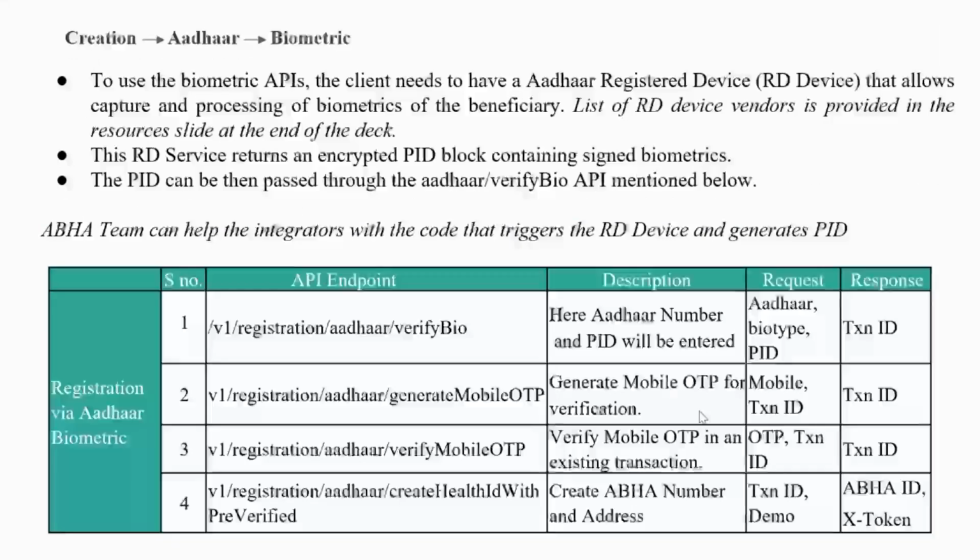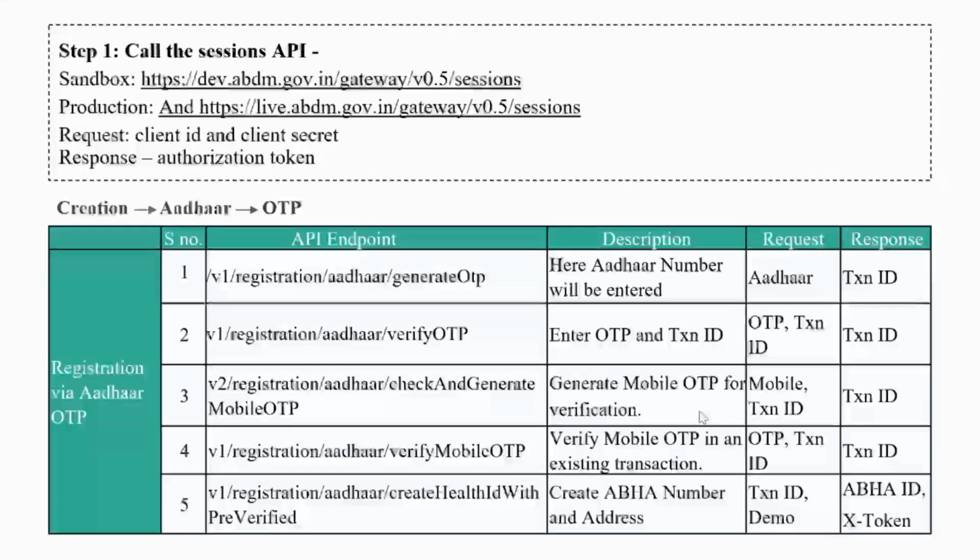Hi, Gurpreet. I had a question. Here in the last point, is it only the creation of the ABHA number, or do we have to create an ABHA address as well at that step? Sorry, the create health ID with pre-verified? You've mentioned it creates the ABHA number and address, right? When I tried this, I saw that the ABHA number is created, but how do we create the ABHA address?